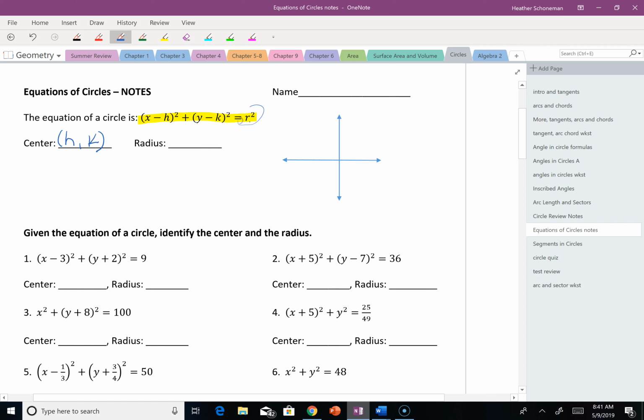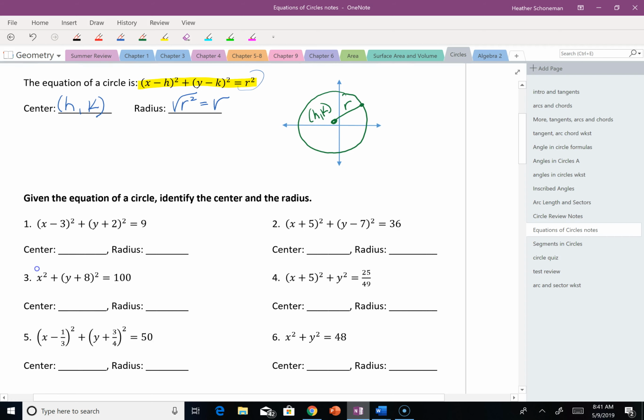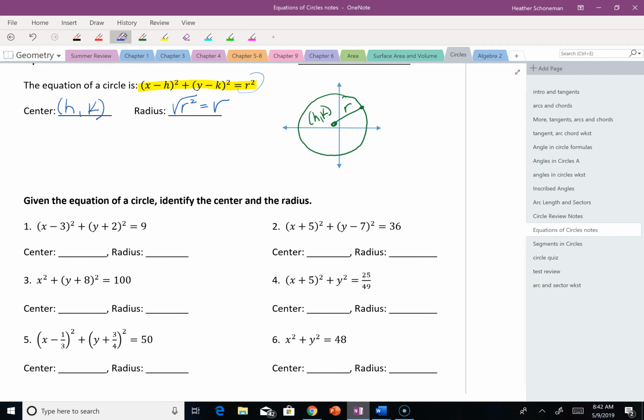This right here is the radius squared. We only need the radius, so if we take the square root of the radius squared, it'll give us the radius. So what this basically means is if I have a circle on a quadrant plane, this is my center, (h, k), and the radius is the distance from the center. So the first thing we're going to do is, given the equation, figure out the center and the radius.